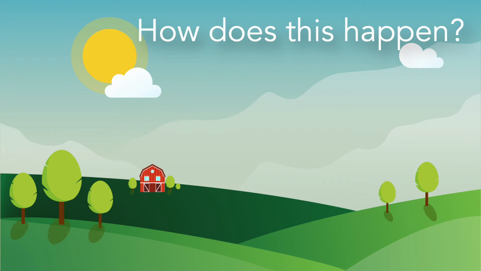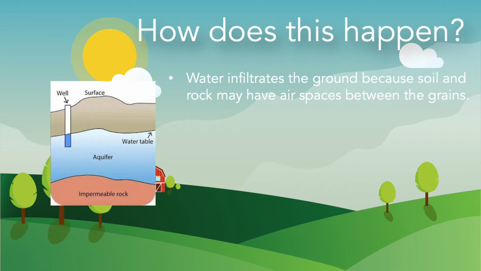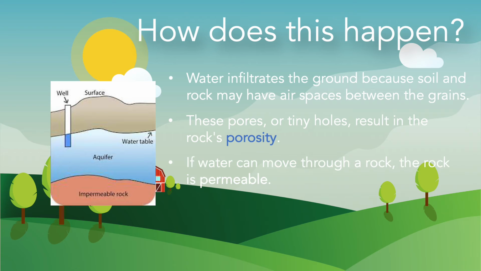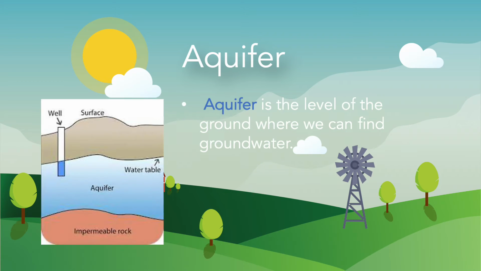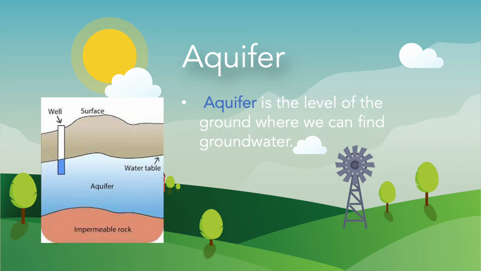How does this happen? Water infiltrates the ground because soil and rock may have air spaces between the grains. These pores, or tiny holes, result in the rock's porosity. If water can move through a rock, the rock is permeable. Eventually, the water reaches a layer of rock that is not porous. This rock is impermeable. Water stops moving downward when it reaches an impermeable layer. Aquifer is the level of the ground where we can find groundwater.